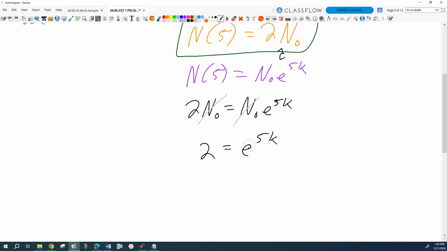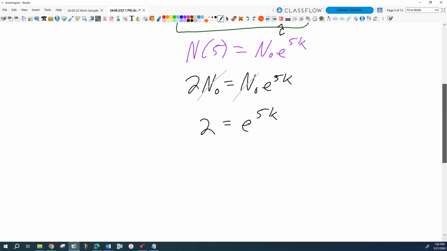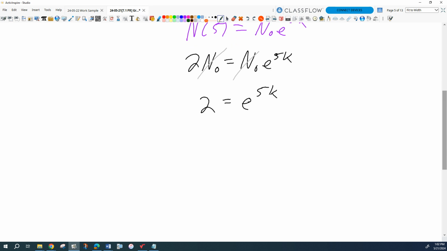Now all I have to do is solve for the only unknown, which is k. How would I solve for k there? The way I undo a base e exponential is to take the log of both sides. So I'd get log 2 equals 5k. So what's k equal to? k just equals log 2 over 5, which is just some calculator number.